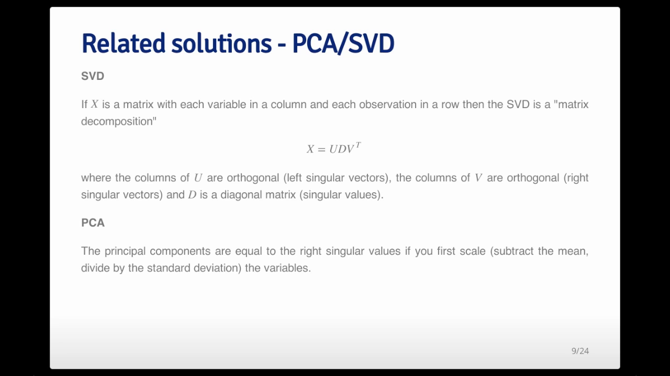Principal components analysis, also usually known as PCA, is related. It uses the singular value decomposition and is a related technique. The basic idea is that if you were to take your original data matrix and subtract the column means from each column, and divide by the column standard deviation, and then run an SVD on that renormalized matrix, the principal components would be equal to the right singular vectors of the matrix, so the V matrix.